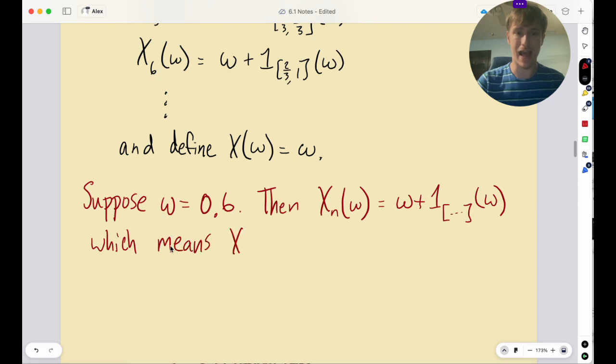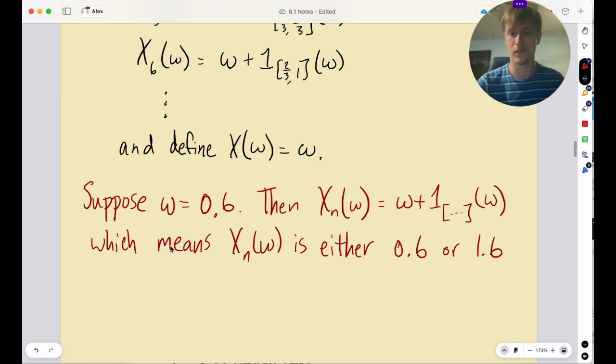Which means that Xn of omega is either going to be what or what? Well, if the indicator function is 0, it's going to be 0.6, or 1 plus 0.6 if the indicator function is 1. And that of course depends on the value of this indicator function. Okay, so now comes the convergence stuff.